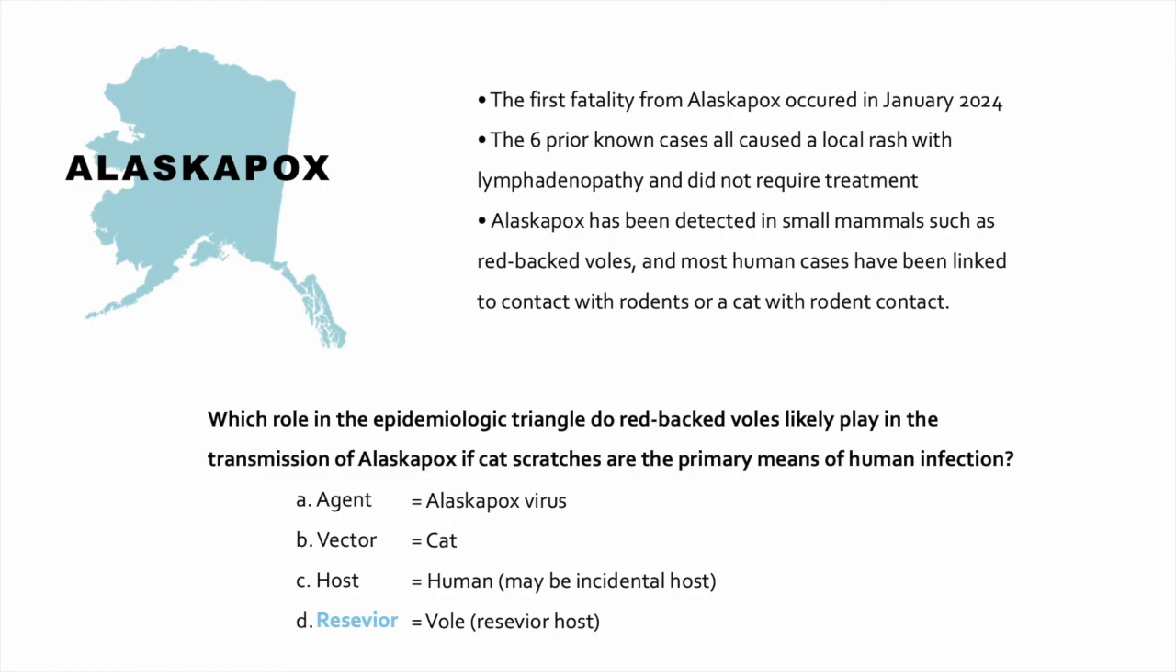So the cat would be a vector when it spreads the agent from the reservoir to the host. Remember that the definition of a vector is any living thing that carries or transmits an infectious pathogen, such as a parasite or a microbe, to another living organism.